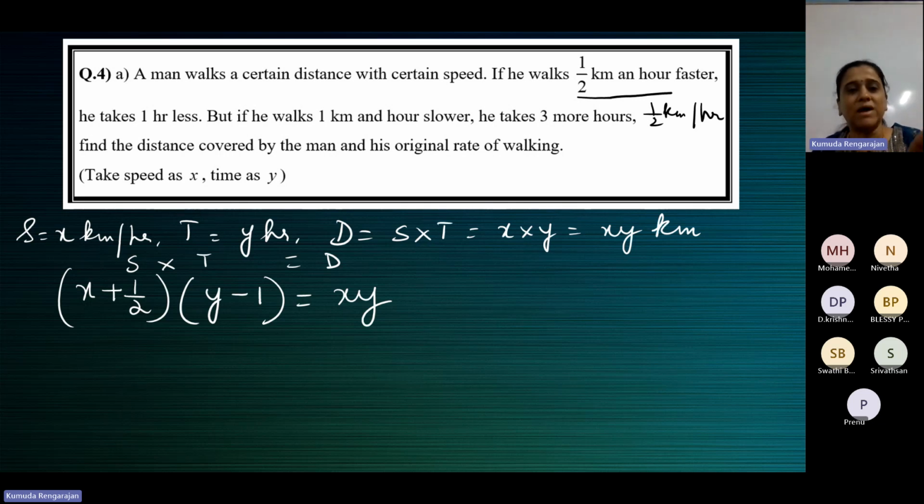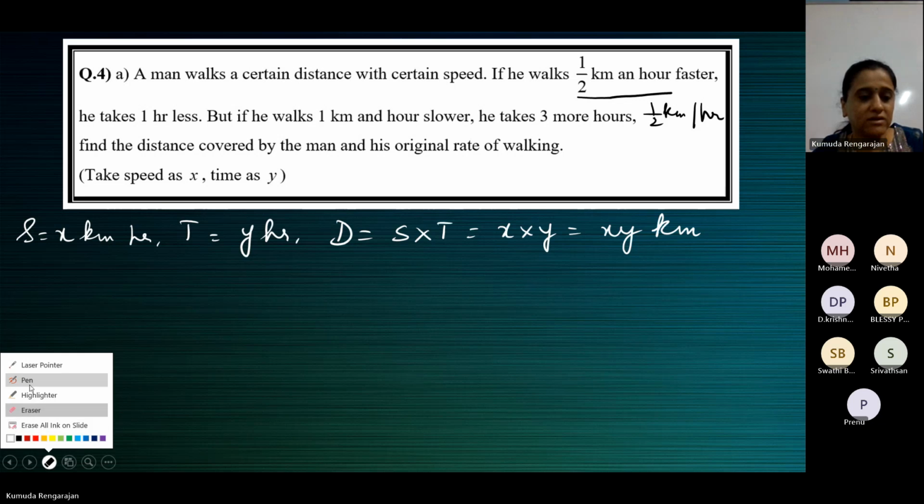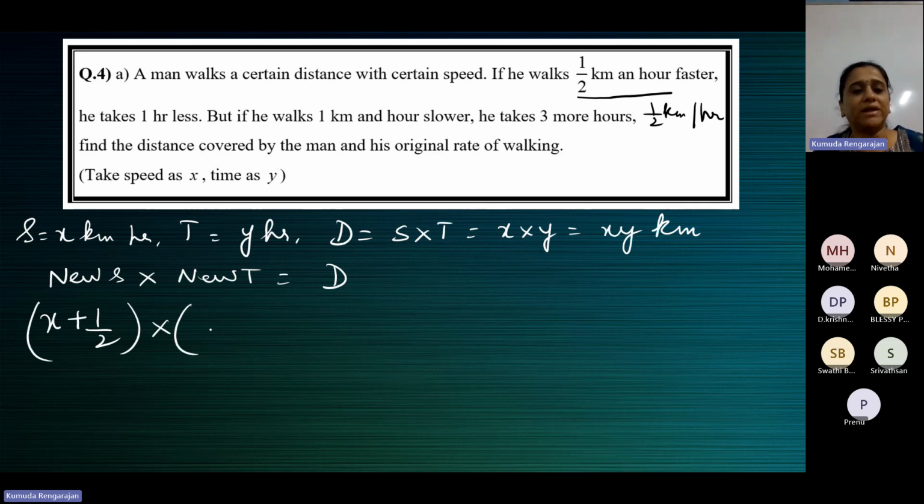In the same way here, a man walks a certain distance. Distance is fixed, xy kilometers. Speed and time are inversely proportional. More speed, less time, less speed, more time. So how do we construct the equation? Using the formula, speed into time is equal to distance. Distance is the same. New speed into new time taken is equal to that original distance. So what's the new speed? Original speed x plus half, into what's the new time taken? Original time taken y minus 1.